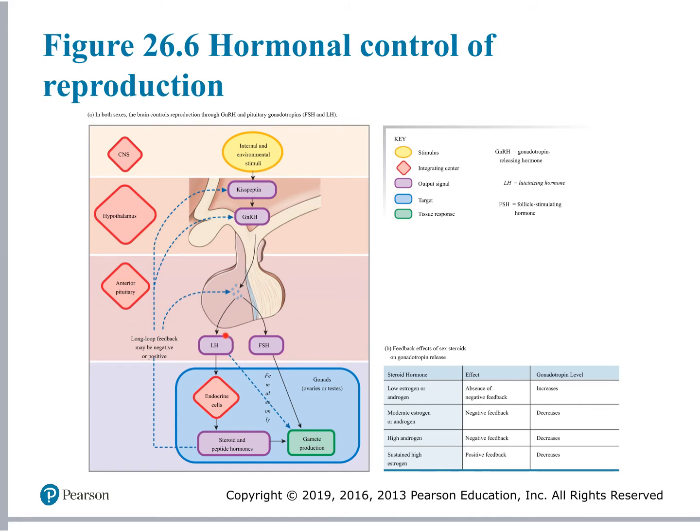Now, LH is also used in the developing egg cells. LH is going to cause ovulation. LH spikes during ovulation.